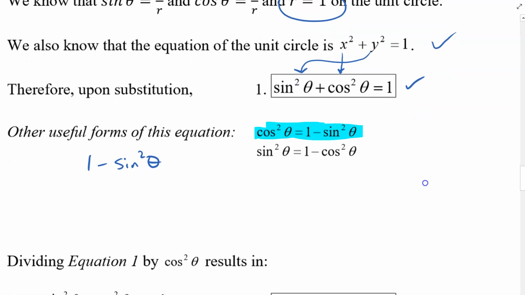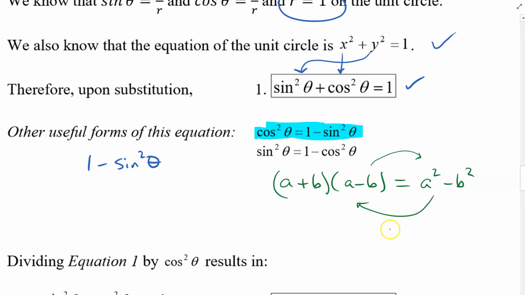Now, I want you to recognize that this is actually a difference of squares. So remember way back in the day when we would say a plus b times a minus b, and if we multiplied that out, we would end up getting a squared minus b squared. I picked different letters than x and y just to not confuse us. So if we multiply, we're going this way. But if we factor, we can go like that. So this is factoring.